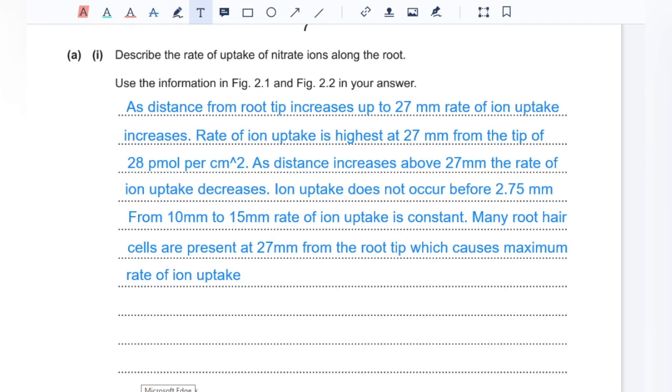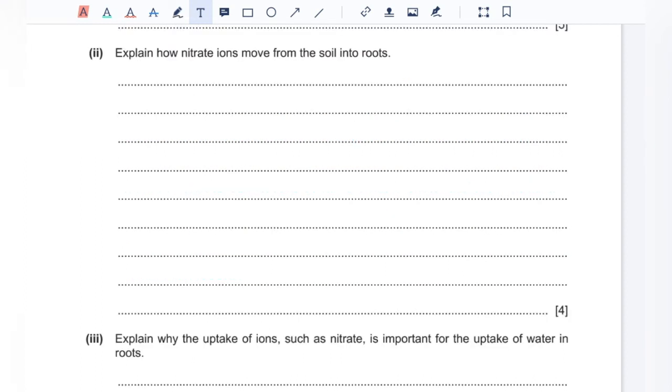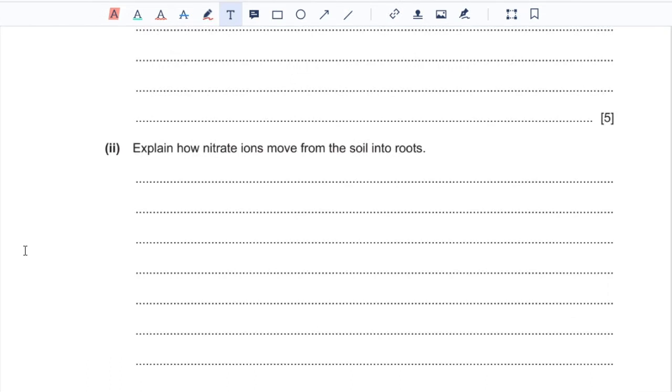To explain how nitrate ions move from the soil into roots, ions move into the root hair cells by active transport. This will require energy, as ions will move against the concentration gradient using carrier proteins in membranes, as ions are present in a larger quantity in the soil than in the roots, which is why they are going to use active transport for their movement into the roots.